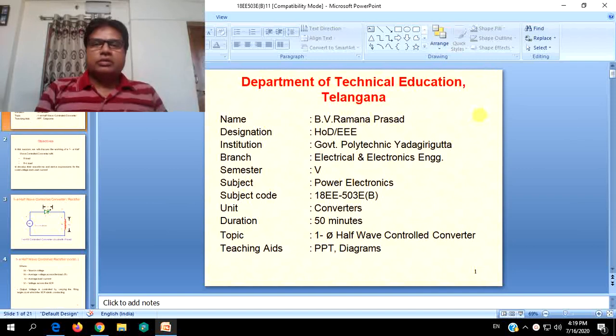This is the 11th session in the series, in which we are going to discuss the working of single phase half wave controlled converter or rectifier with different loads, that is resistive and inductive.